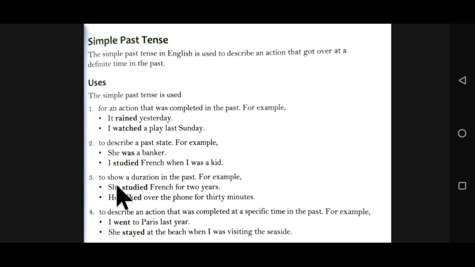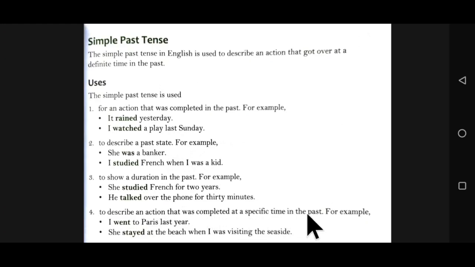Now the next is to show a duration in the past. Let's try to understand with this example. She studied French for 2 years. So actually for 2 years is showing a duration of time in the past. Okay, so in such cases we also use simple past tense.